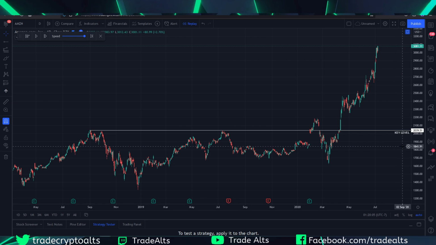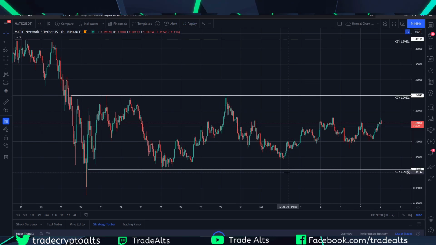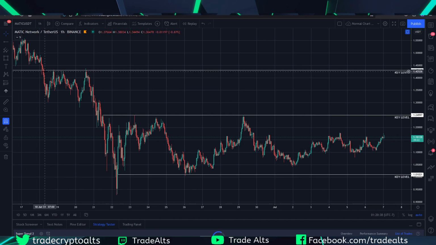So that is a great example of a support and resistance level and how price interacts with them if you find the correct ones. So this is Matic USDT. This is kind of a live example. This is one where I have some key levels that I am watching, that I'm picking out that could become nice trade opportunities in the future.